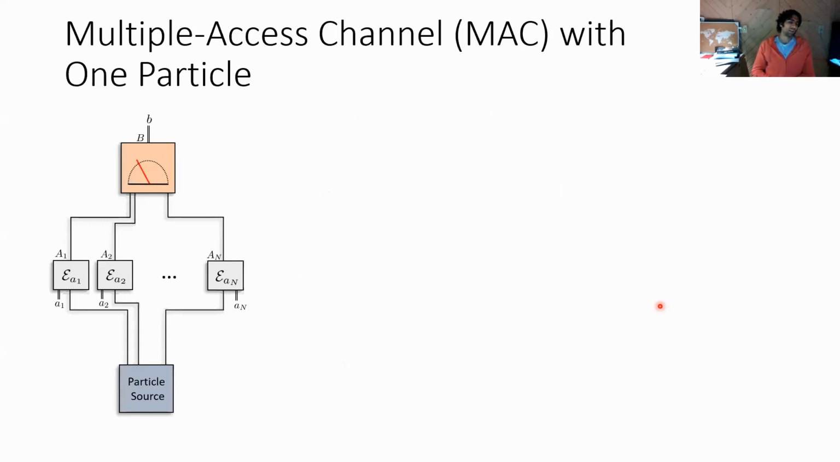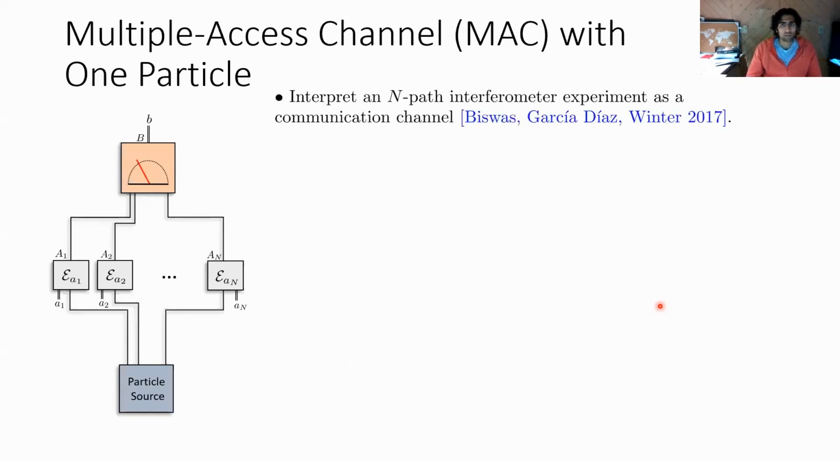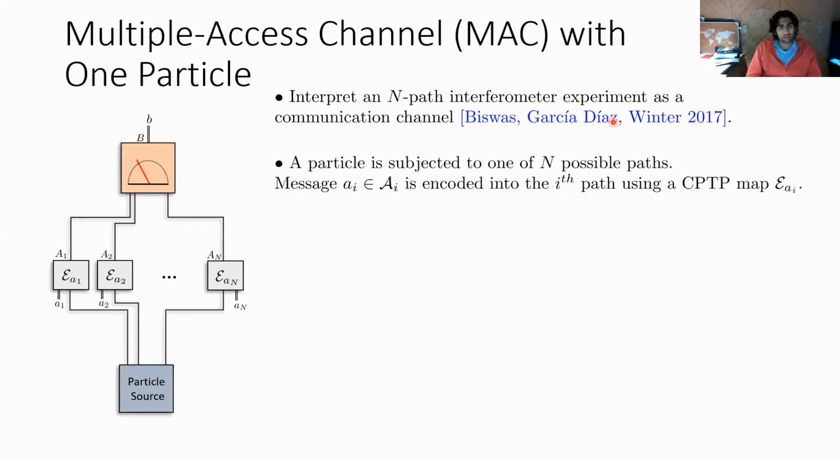And to make a concrete model that we work with, we'll just imagine that we're performing some n-path interferometer experiment. And this actually was considered by Biswas, Garcia Diaz, and Winter a few years ago in their study of quantum coherence. They also looked at this basic setting of an n-path interferometer as forming a communication channel.